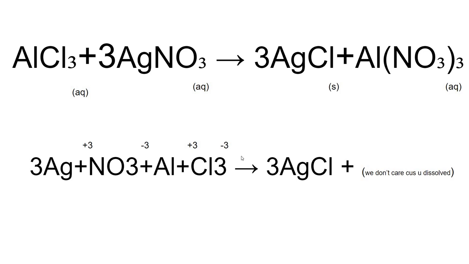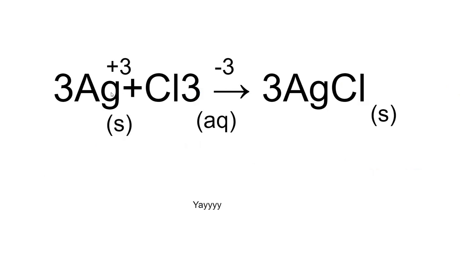So if we write that out in a better way, we get 3 silver and 3 chloride, which is equal to 3 silver chloride. And that has a charge of 0 right here. There's a solid, an aqueous, and a solid. And this is already 0, you don't have to write that out.